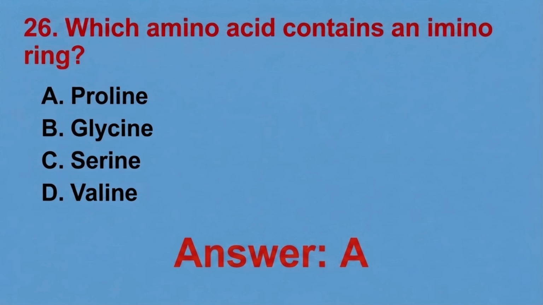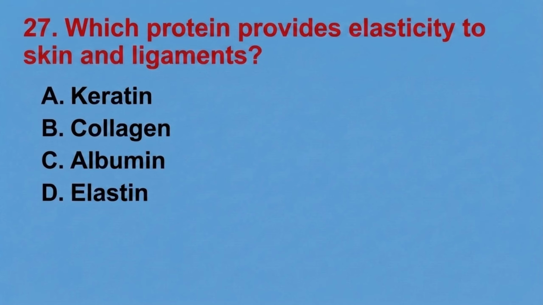All right, let's go to question 27. Which protein provides elasticity to skin and ligaments? A. Keratin, B. Collagen, C. Albumin, D. Elastin. You have 5 seconds.